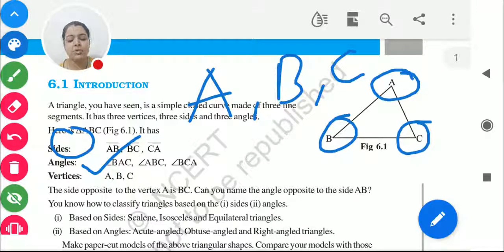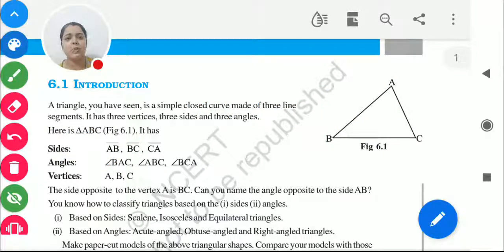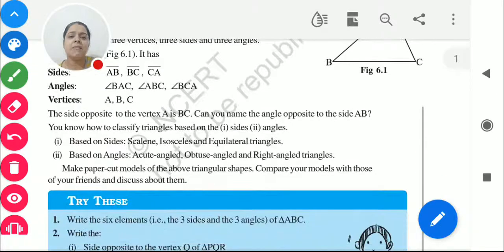Now we are coming to another kind of means. This is the basic concept of what a triangle has. Now I'm coming to the next one: a triangle can be defined or classified into different categories, but on the basis of 2 things. First, on the basis of side. I think you have gone through it in class 6 as well, right?